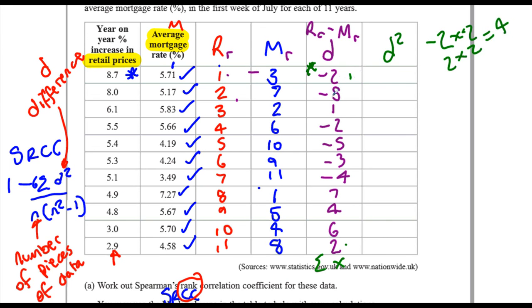So for that reason, I'm not even going to say minuses. I'm just going to say 2 times 2, 4, 5 times 5, 25, 1 times 1 is 1, 2 times 2 is 4, 5 times 5 is 25, 3 times 3 is 9, 4 times 4 is 16, 7 times 7 is 49, 4 times 4 is 16, 6 times 6 is 36, 2 times 2 is 4. Okay?